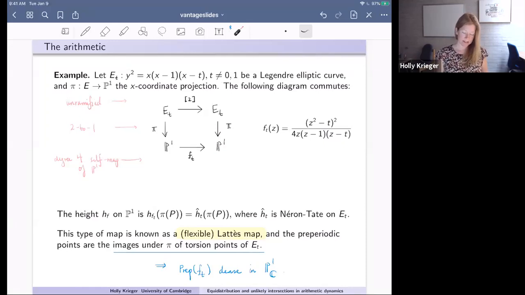All right, so this is known as a Lattes map, as has been advertised in the chat. And the height is exactly what you would suppose it is, which is the pushforward of the Néron-Tate height on the elliptic curve. So this dynamical height is just going to be evaluated by the Néron-Tate height on the elliptic curve. But the interesting thing to note, and what will come up later, is that the pre-periodic points of a map like this are therefore going to be Zariski dense, indeed Euclidean dense in the Riemann sphere, because we know that the torsion points are dense in the elliptic curve and our map doesn't change anything.